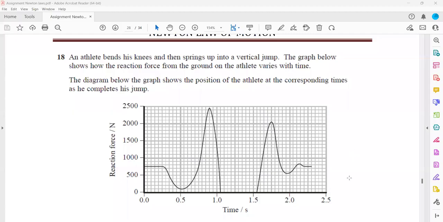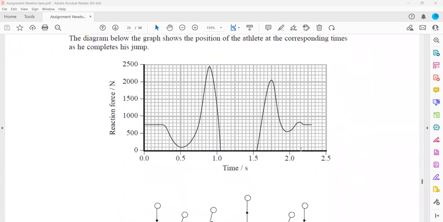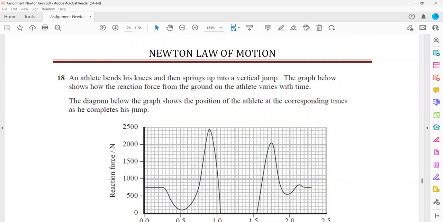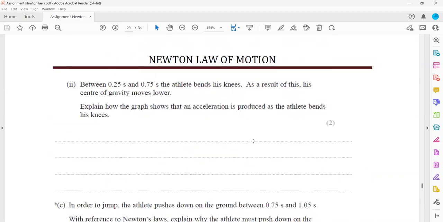This one is page 20. The next doubt is from page 27. Page 27 that we did. Then 30.